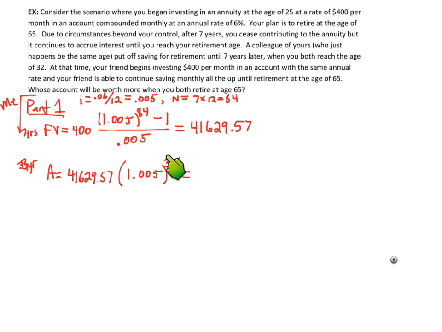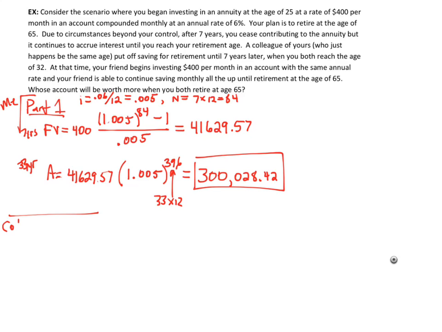Now, where did I get the 396? Well, 33 times 12 is 396. 33 years, 12 times a year. That's how many times it's compounding. Notice, I'm not putting $400 in anymore. This just stopped. And now this amount of money is going to accrue interest at this rate, and you end up with $300,028.42.